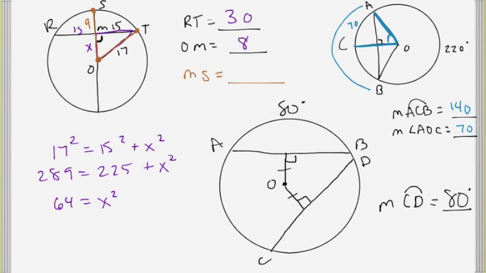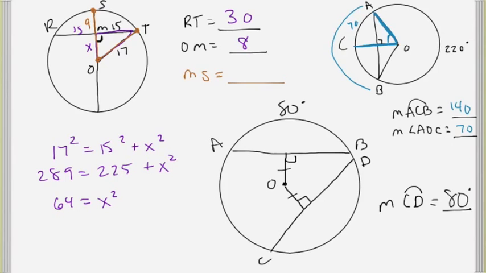That's combining two different theorems that we learned today. The first one said that if two chords are the same distance away from the center, they will be the same length. And then a different theorem said if two chords are the same, then their arcs will be the same. So this is combining two different theorems that we applied.